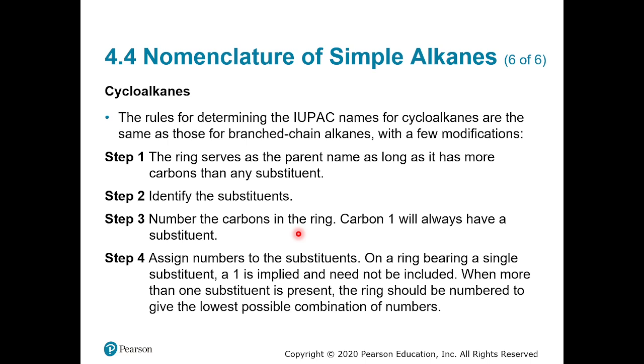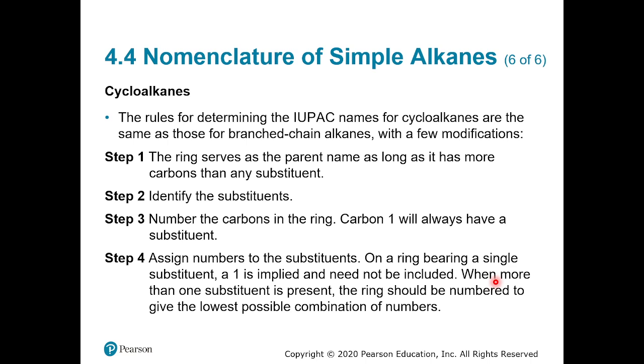Really wherever there's something unique, right? Remember, this is circular, so wherever something unique is, that's the origin, the number 1 spot. All right, so you're going to assign numbers to the substituents. On a ring that bears a single substituent, you don't actually have to put the 1 because it's implied. Wherever that substituent happens to be, that is 1, isn't it?